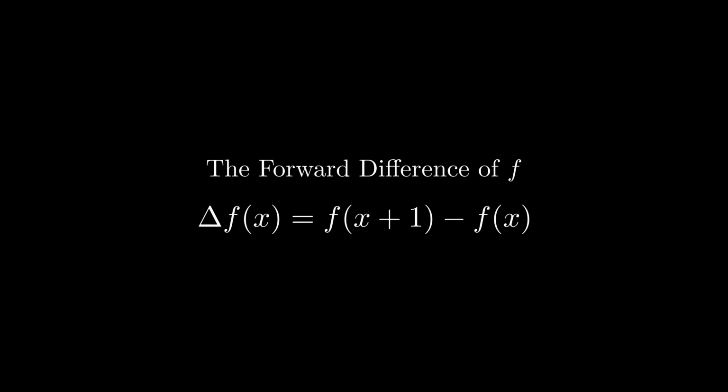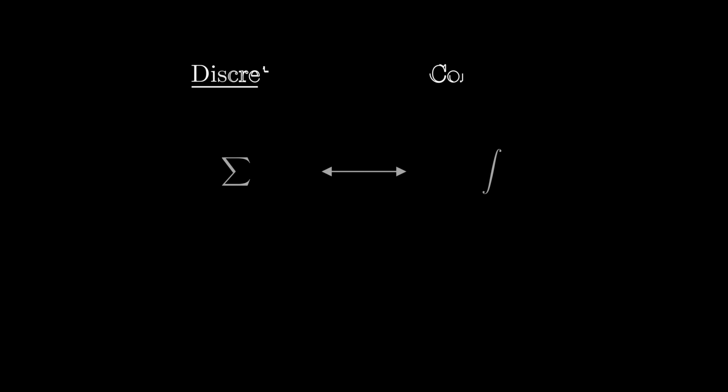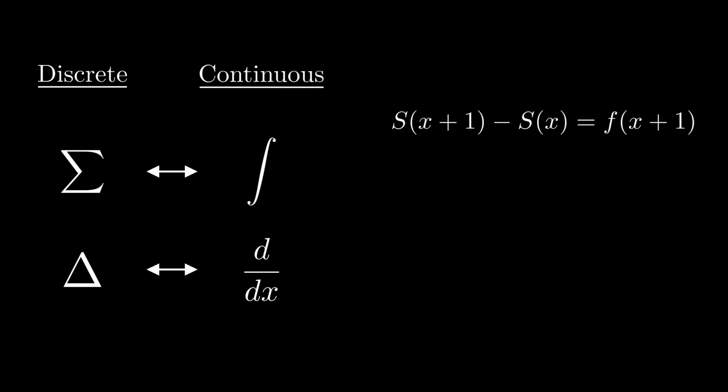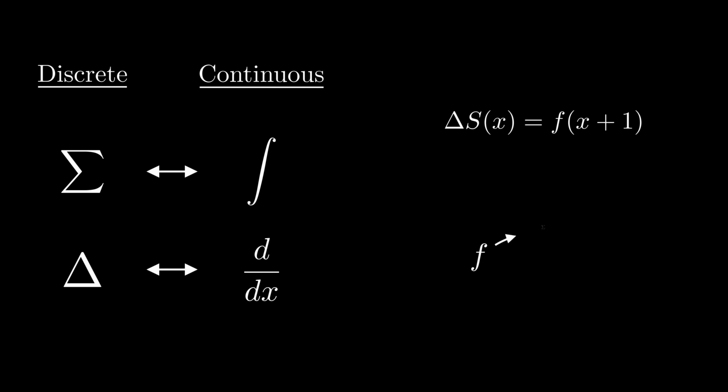You might be wondering why something this simple deserves its own name and notation. Well, in the same sense that a sum is the discrete version of an integral, the forward difference is a discrete version of the derivative. In fact, let's take a look at the rearranged recursive formula again, and let's express it using the forward difference. Remember, s was defined as the sum of f, and now this tells us that taking the forward difference of s brings us back to f. So the forward difference and summation are inverses of each other. This is essentially a discrete version of the fundamental theorem of calculus.